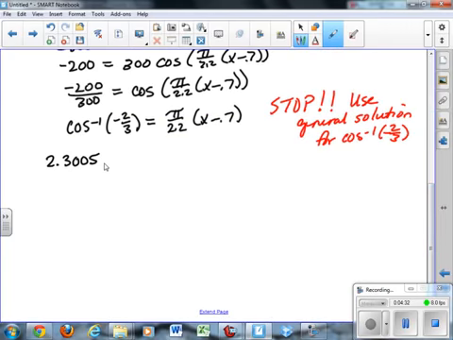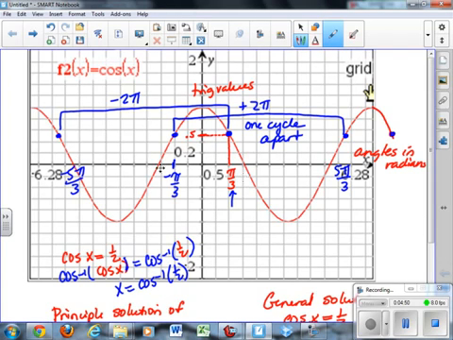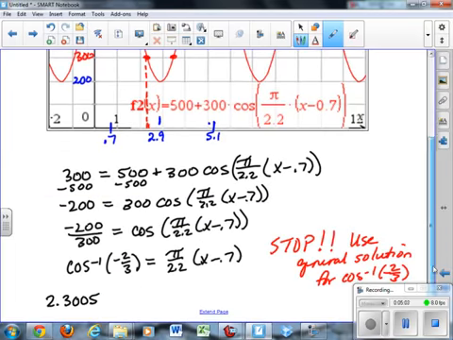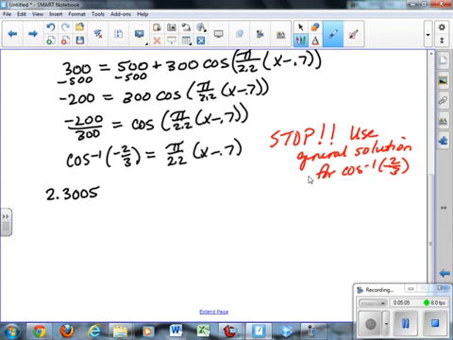So this is where we think about the fact that, when we're just dealing with this part, the secondary angle for inverse cosine is always going to be the opposite of the first. Remember we looked at that graph in the previous video. We saw opposite angles had the same trig value for cosine. So we're going to look at that same thing here. So negative 2.3005 would have the same cosine value as 2.3005.